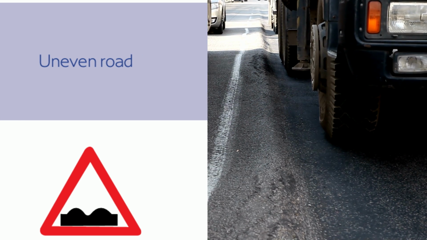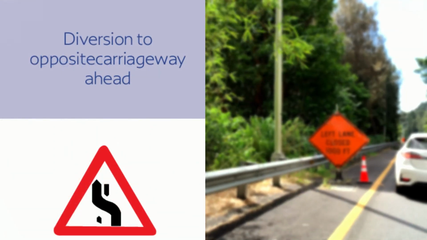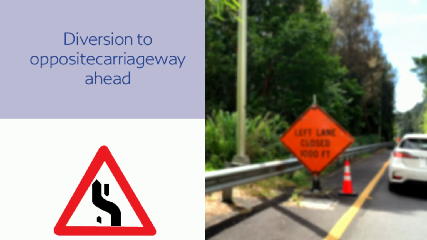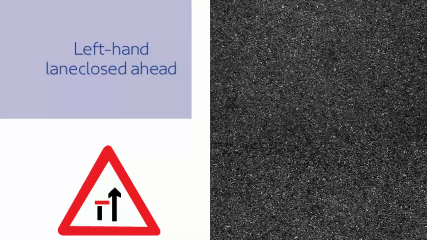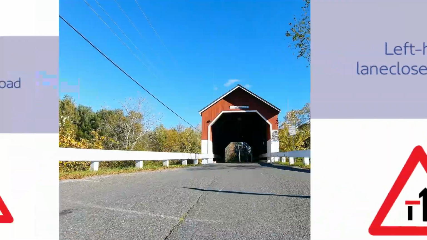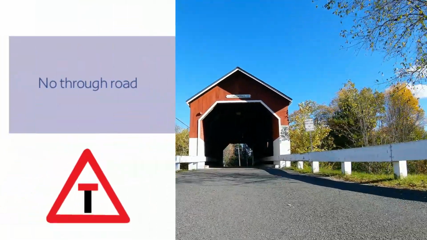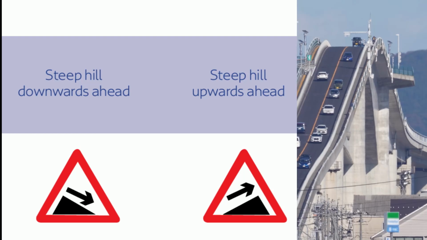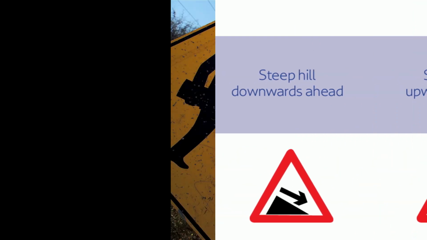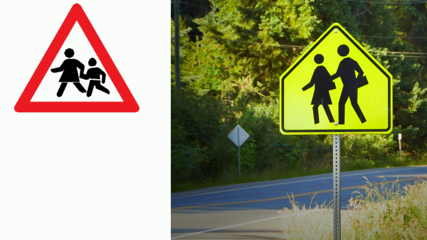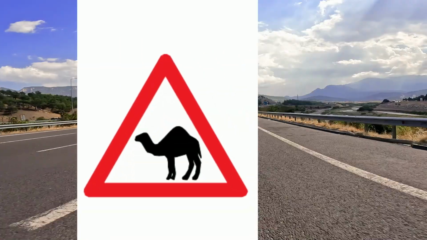Uneven road. Diversion to opposite carriageway ahead. Left hand lane closed ahead. No through road or road is closed. Steep hill downwards ahead or steep hill upwards ahead. School zone or school area ahead. Animals ahead.